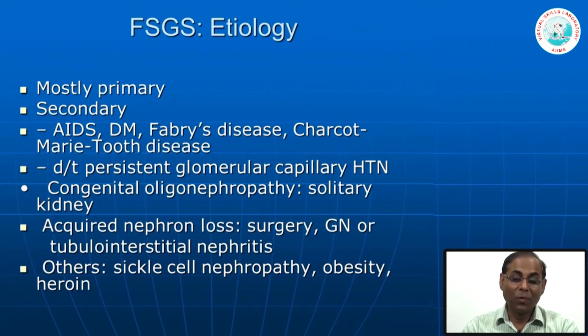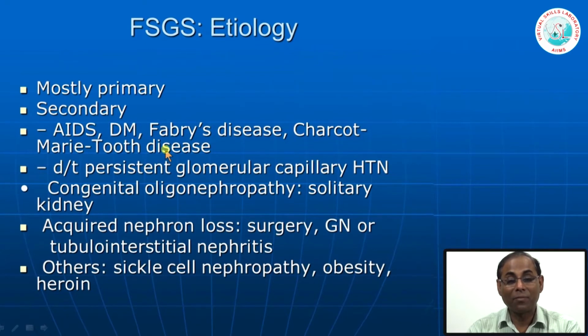Now, the etiology: in most of the cases we do not know the cause, and that is why we say it is primary, but there are many situations where it is associated with other diseases. Now, these we classify as secondary FSGS. They may be associated with AIDS, I mean HIV, where collapsing glomerulopathy is an important or common presentation. In diabetes mellitus we can get FSGS. Fabry's disease and Charcot-Marie-Tooth disease are rare genetic diseases.